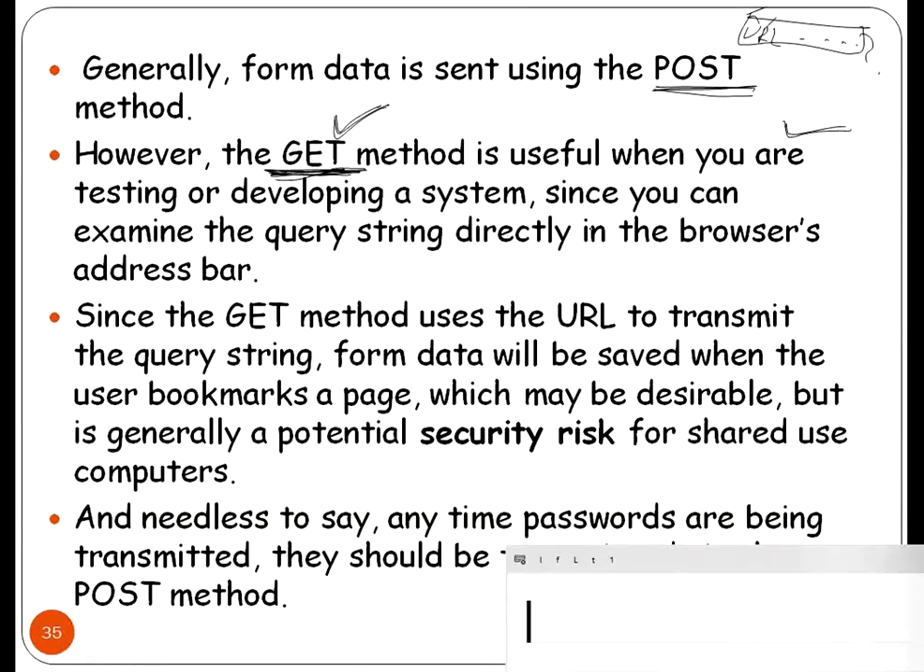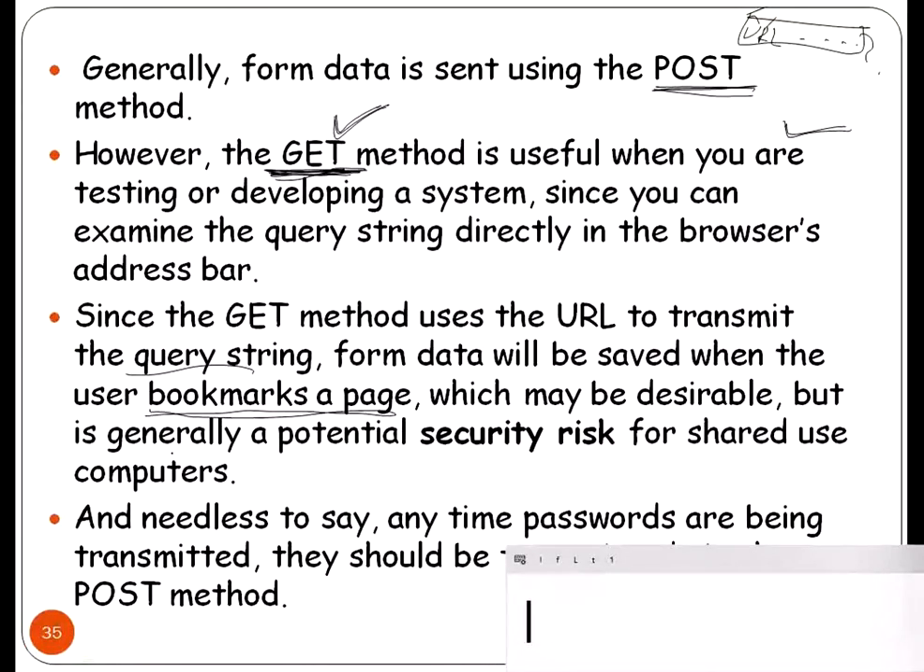There is a security risk, since the get method uses the URL to transmit the query string. Form data will be saved when the user bookmarks a page, and this is one more problem with the get method. When the user bookmarks that particular page, all that data may be addressable, which is a potential security risk for shared use of computers.